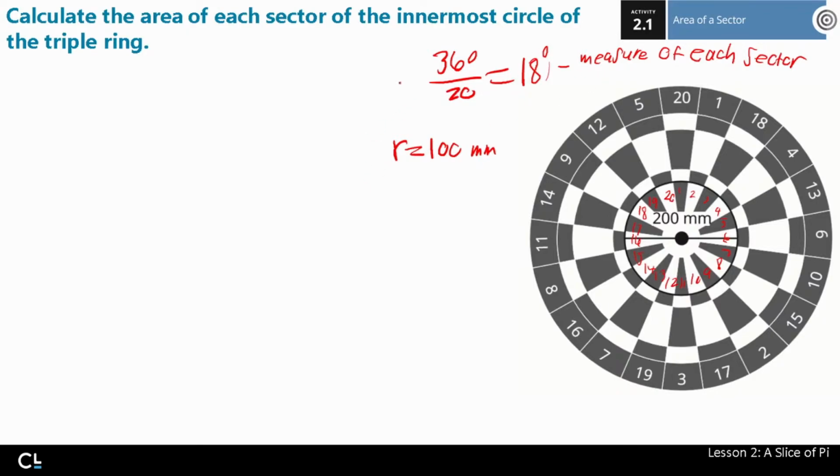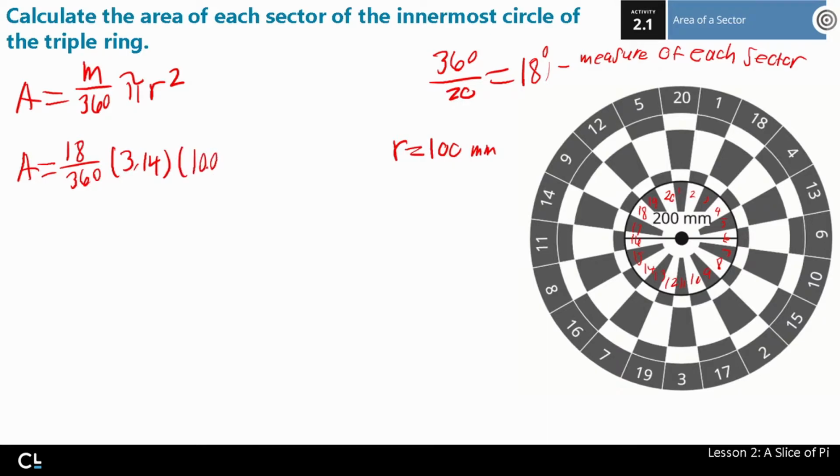Now we have our radius. We have our measure of our inner circle. We could rewrite our area formula for a sector, which is A equals M over 360 times pi r squared. And now we can plug things in. We're going to get A equals 18 over 360 times 3.14, 100 squared. And we could plug this into our calculator. Well, we're going to simplify it.